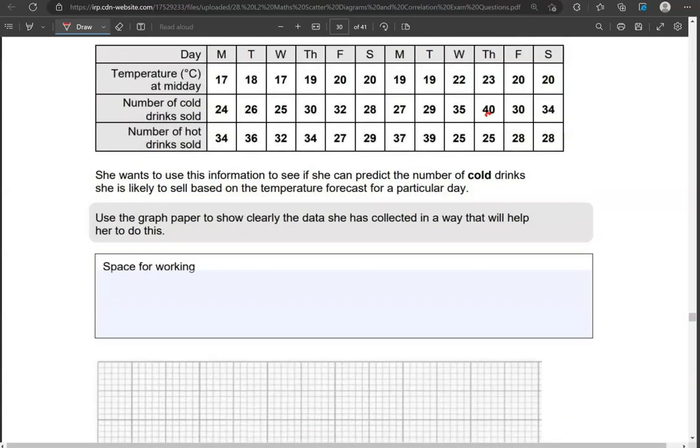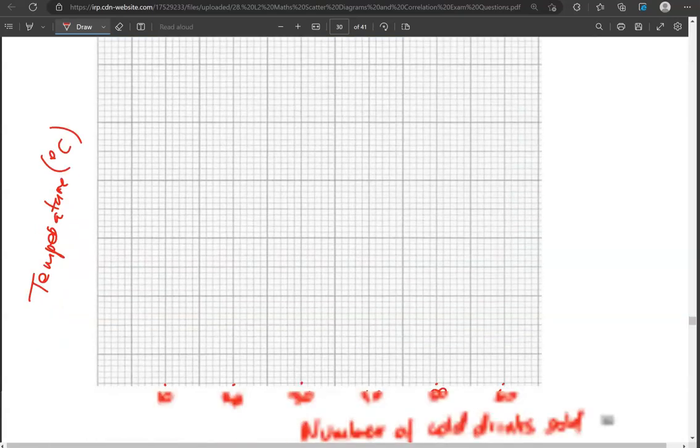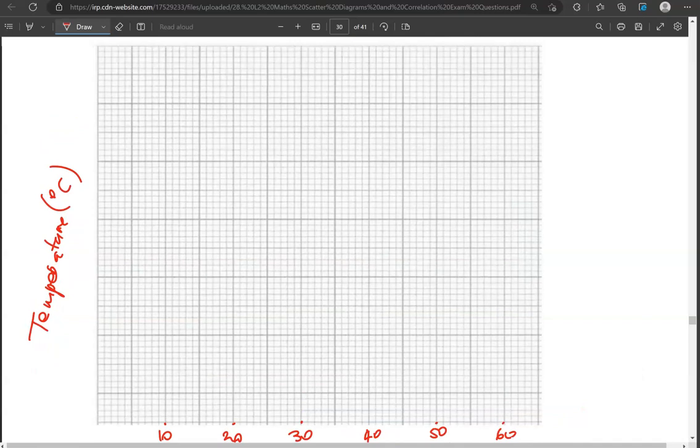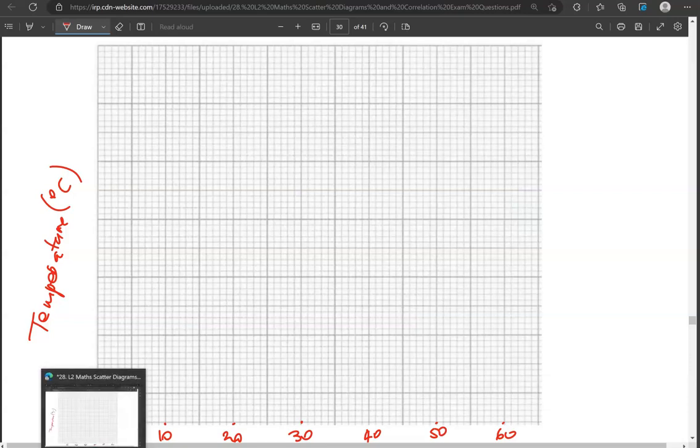And the highest temperature is 23 in fact. So we need to go up to at least 23. So we can go up in twos, 2, 4, 6, 8, 10, 12, 14, 16, 18, 20, 22, 24, 26.